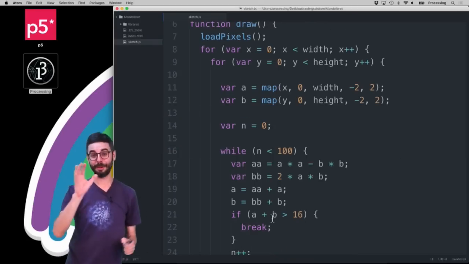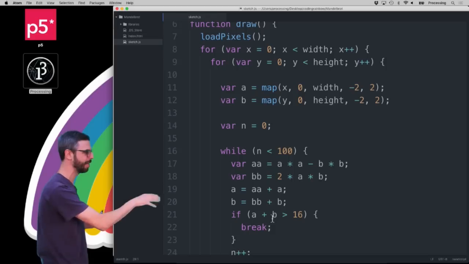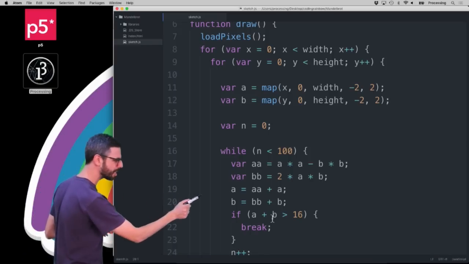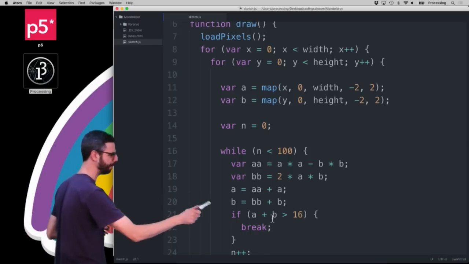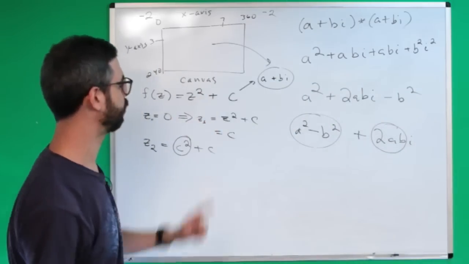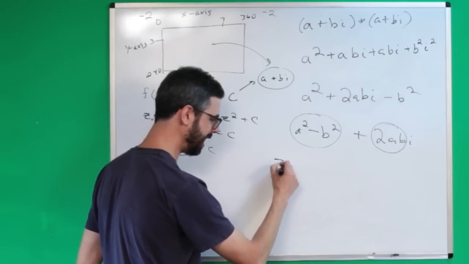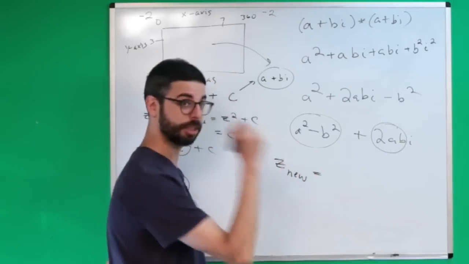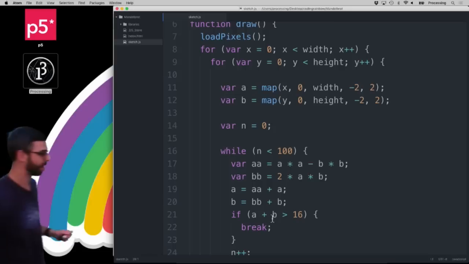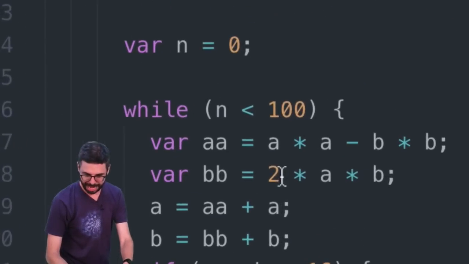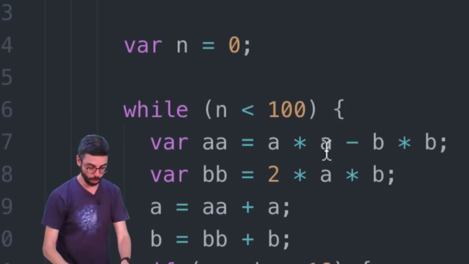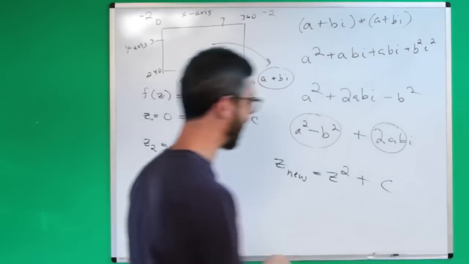Time out! Okay, welcome back. There was a critical error in what I had written here, which I didn't notice, and thankfully the internet chat came to the rescue. It's right here in these lines: A equals AA plus A, B equals BB plus B. Now let's think about what's going on here. If you recall, the idea of what we're doing is saying Z, the new Z, equals the previous Z squared plus C. All of the math that I did here is me figuring out what Z squared is. Z squared is AA plus BBi. So what do I need to do? I need to then add C to that.